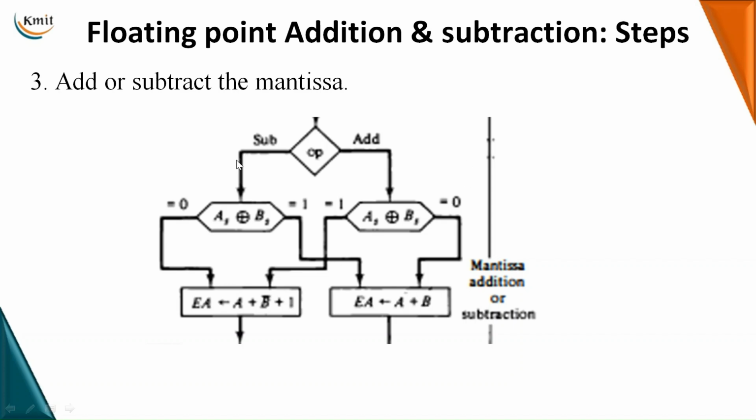Similarly, when it comes to a subtraction operation, again you perform an XOR operation on the sign bits AS and BS. And if the result is 1, in this case it is the reverse: you have to perform an addition of the mantissas. And if the result is 0, then you have to perform a subtraction operation on the mantissa part of your data. So this is how you perform sign magnitude addition and subtraction.